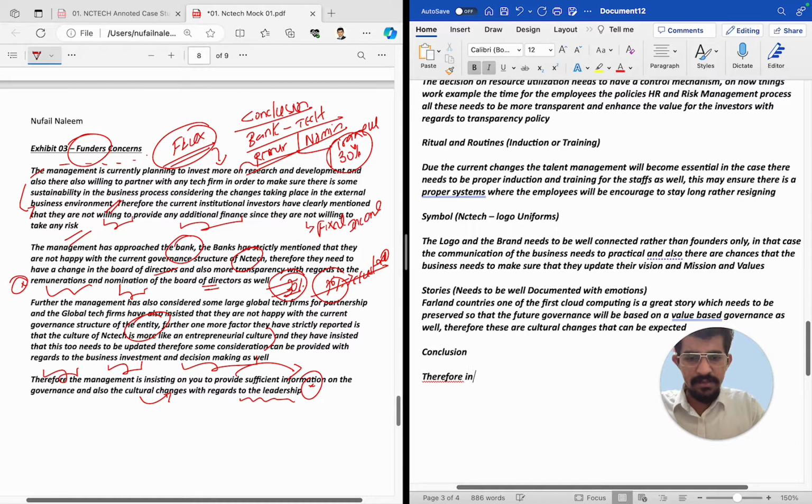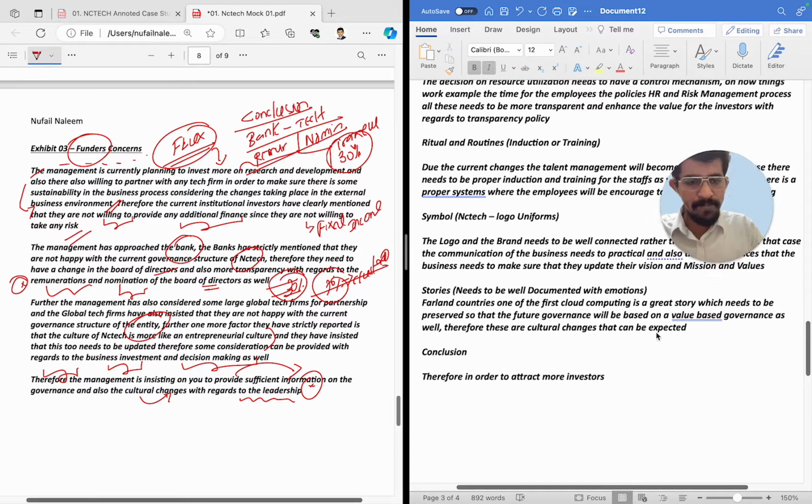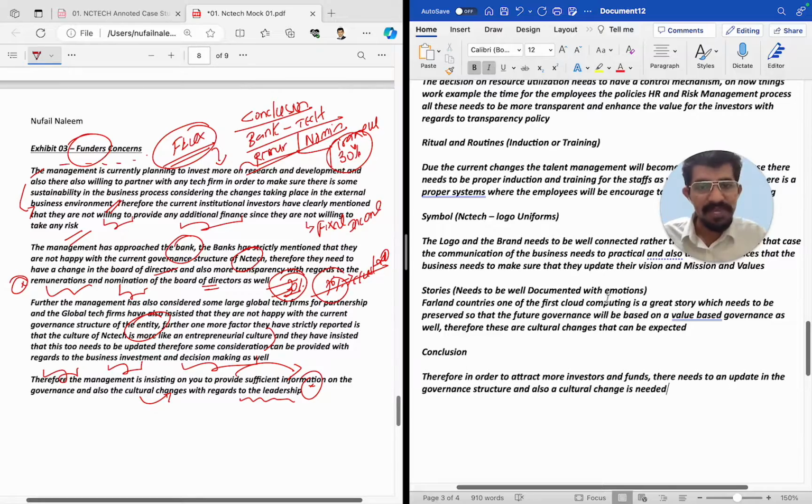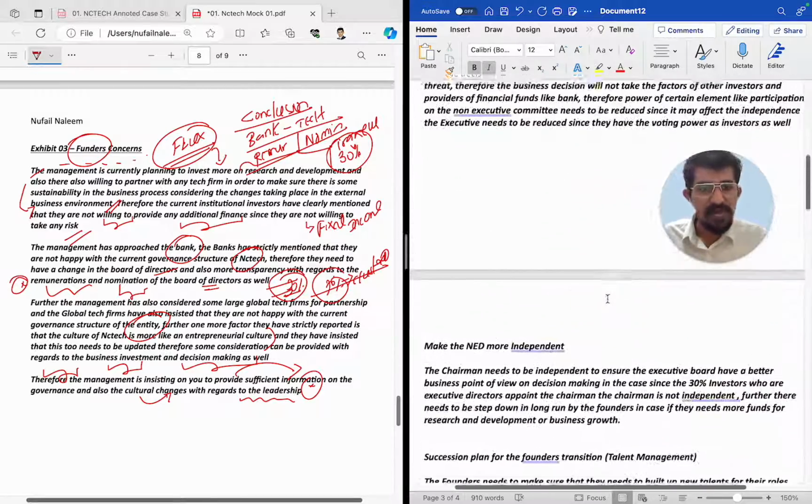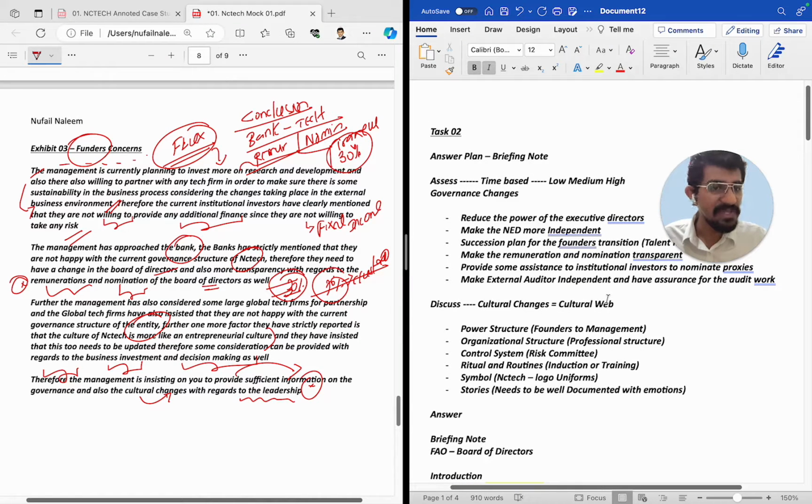Therefore, in order to attract more investors and funds, there needs to be an update in the governance structure. Stop. And also, a cultural change is needed. Correct, now students, I believe it is clear for you all. So this is how you have to make sure you connect your answers to the situation using the exhibit. Thank you, students.